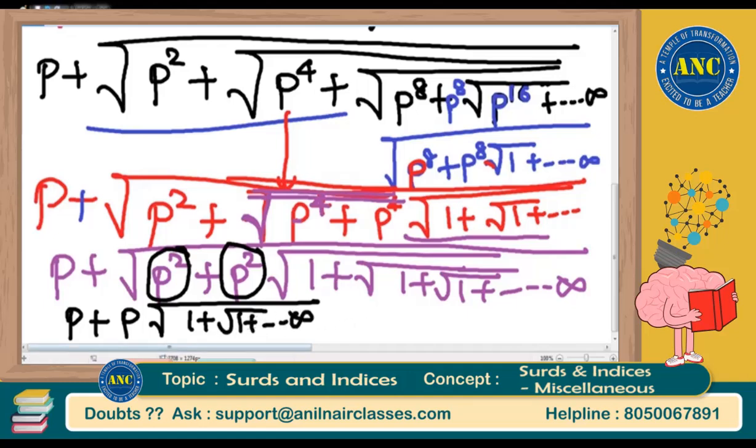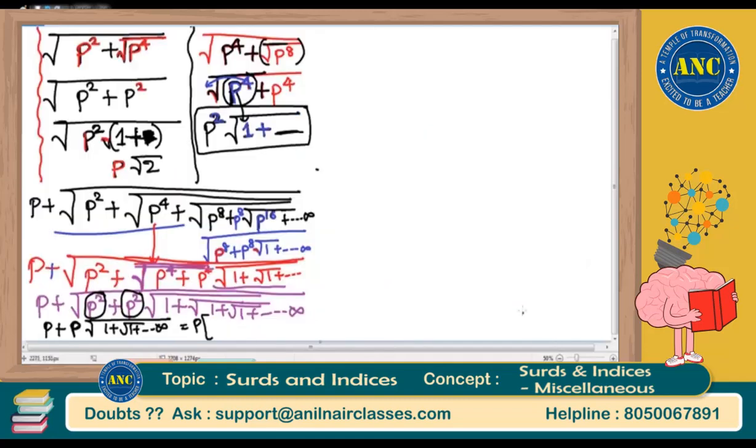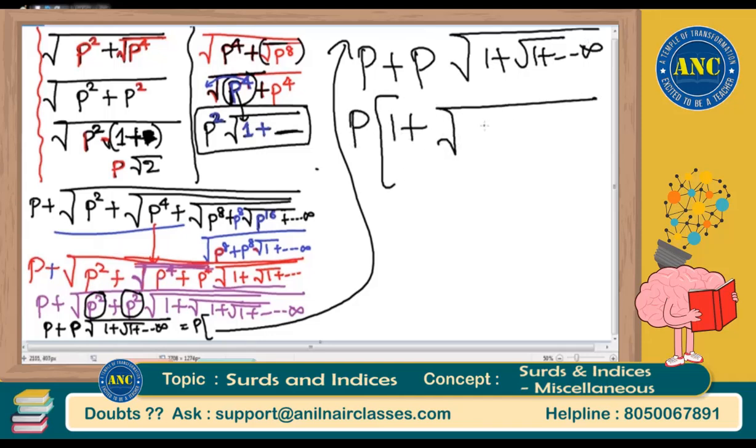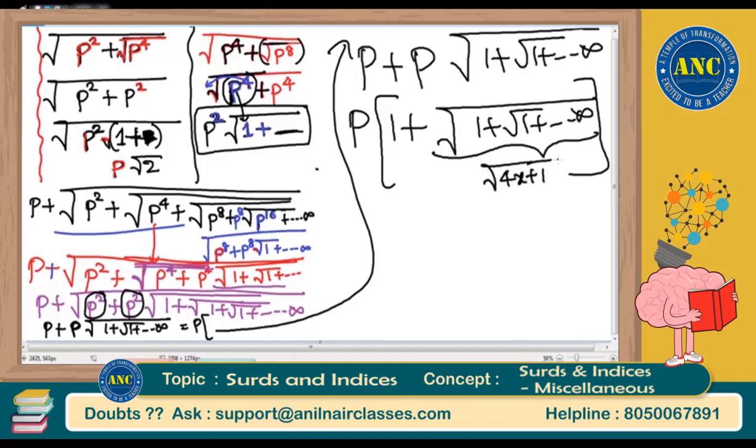Again, here p is there, here also p is there. If I take p as a common factor, I will write it here: p plus p times root of 1 plus root 1 and so on, till infinity. If I take p common, it is p into 1 plus root 1 plus root 1 plus root 1 and so on till infinity. This value we know as root of 4x plus 1 plus 1 divided by 2. We learnt it some time before.